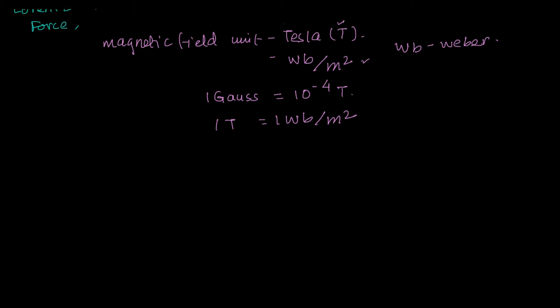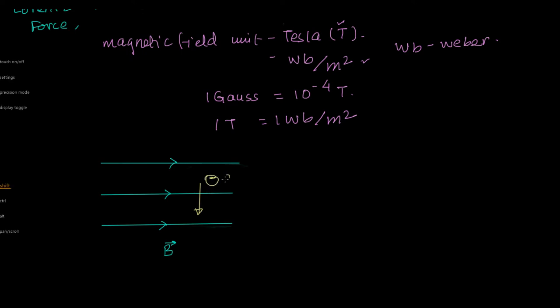Now let's try to apply whatever we have learned. Let us say there is purely a magnetic field in this direction, a uniform magnetic field pointing in this direction, B, right? And let us say I shoot a negative charge in this direction. Let's say this charge itself is negative and its magnitude is q. This is the direction of the velocity. And I want you to calculate the force experienced by this charge. Okay, how do we go about it?